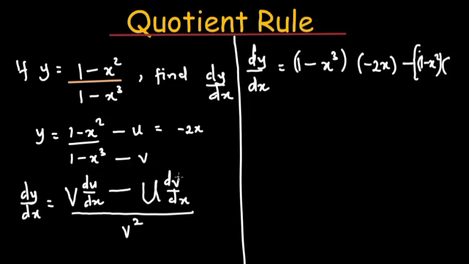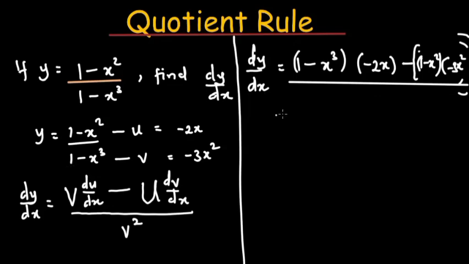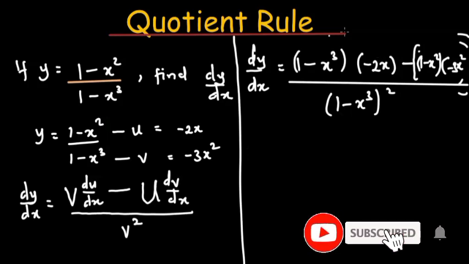Multiplied by dv dx. When I differentiate v with respect to x, differentiating 1 is 0. Differentiating minus x cubed will give me minus 3x squared. So this will be minus 3x squared. Alright, I have my bigger bracket there, all over v squared, which is 1 minus x cubed squared. Alright, so all we now have to do is to simplify this.